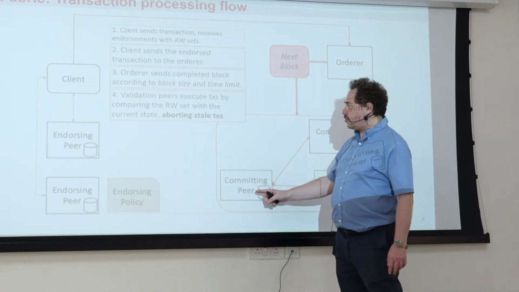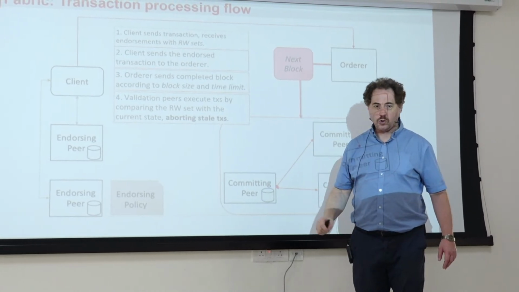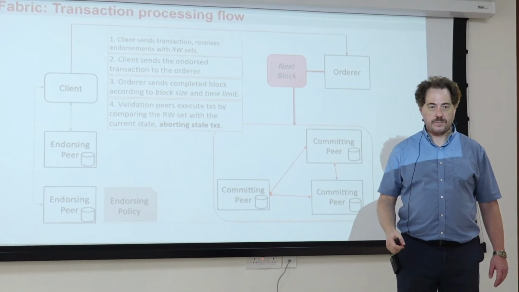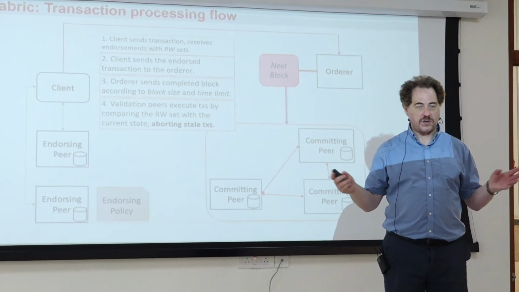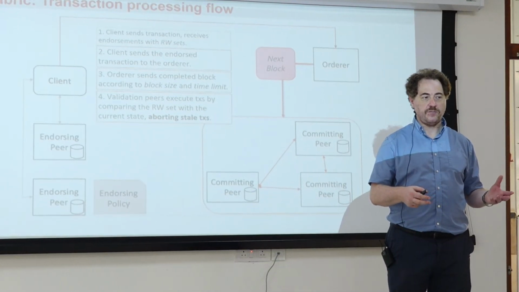In this case, they would abort the transaction, but the block has already been produced by the orderer. The orderer doesn't get to rewrite the block in this case. And this is one of the reasons why an invalid transaction may become part of the block in Fabric.